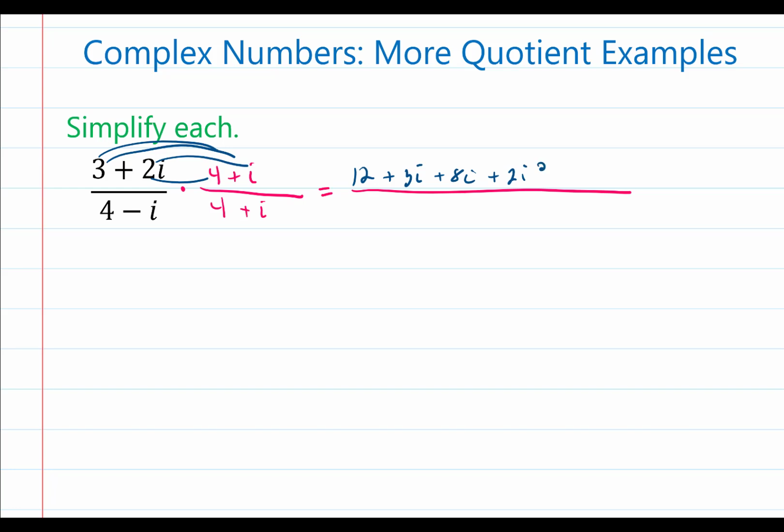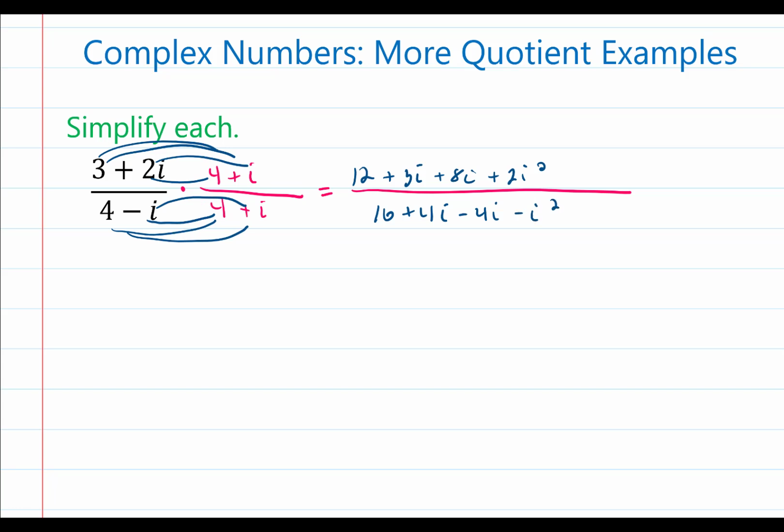Let's repeat this for the denominator. So we have 4 times 4, which is 16. Then 4 times 1i, which is plus 4i. Then negative 1i times 4, which is minus 4i. And then negative i times positive i, which is minus i squared.